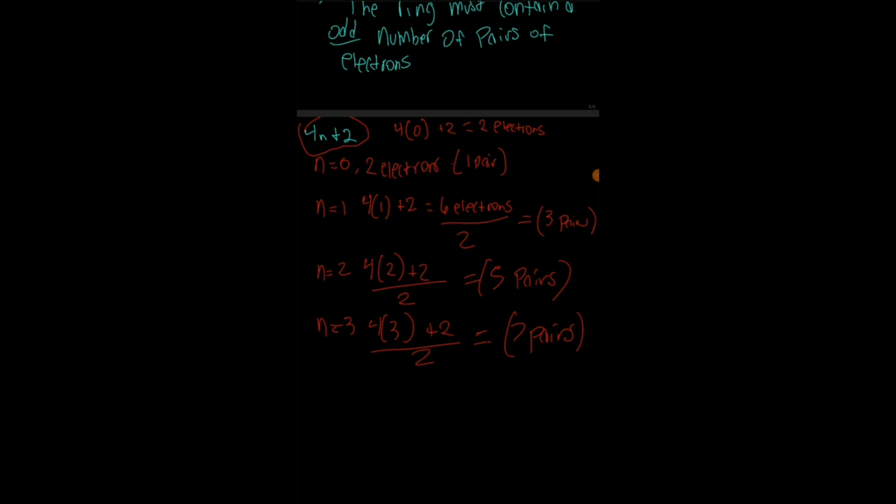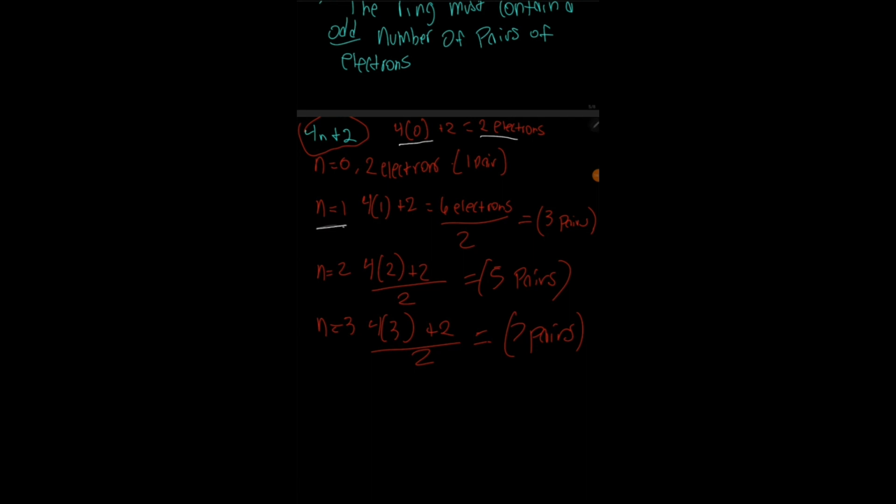So here we see we have n equals 0. So we have 0 pair of electrons. All right, 4 times 0, obviously I drew it out up here, 0, 0 plus 2, that equals 2 electrons. Okay, 2 electrons. It takes 2 electrons to make 1 pair. So if we only have 2 electrons, we have 1 pair. All right, now next one.